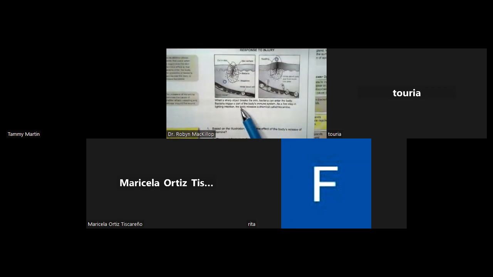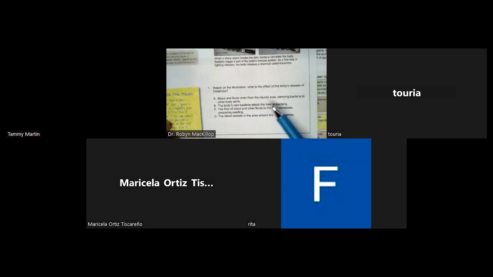So I think we may need a first step in fighting infection. The body releases histamine. So that means blood and fluids drained from the area carrying bacteria. Body's own bacteria attack foreign bacteria. The flow of blood and other fluids to the area increases. Blood vessels in the area around the wound narrow. See, what is the effect? She's swollen. You got it. That's perfect. It is C. Nicely done.